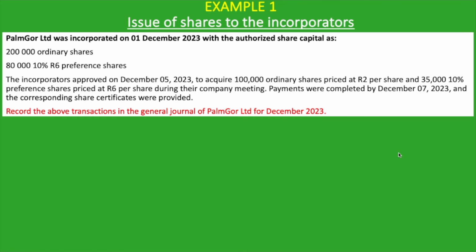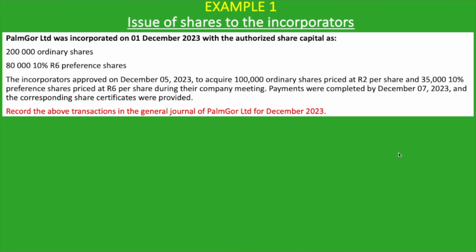The incorporators approved on December 5, 2023 to acquire 100,000 ordinary shares priced at 2 Rand per share and 35,000 10% preference shares priced at 6 Rand per share during their company meeting. Payments were completed by the 7th of December 2023 and the corresponding share certificates were provided. Record the above transactions in the General Journal of Palm Gold Limited for December 2023.